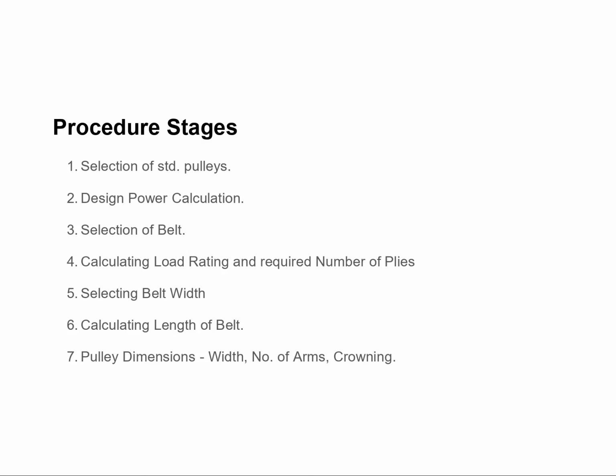Next, procedure stages. First point, selection of standard pulleys. Second point, design power calculation. Third point, selection of belt. Fourth point, calculating load rating and required number of plies. Fifth point, selecting belt width. Sixth point, calculating length of the belt. Seventh point, pulley dimensions with number of arms, crowning, etc.